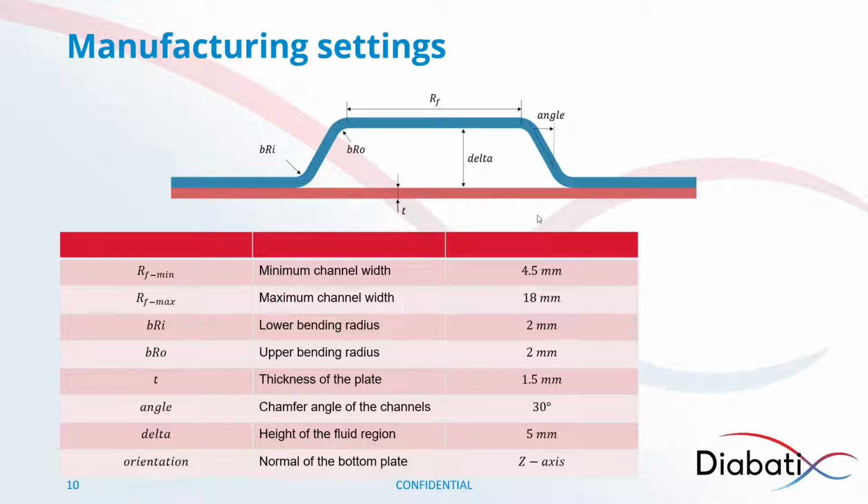Last but not least, we also need to define basically the normal of the bottom plate. So you have the red bottom plate here that's oriented in the XY plane, meaning that the z-axis is the normal. So this is a general introduction to the case already.